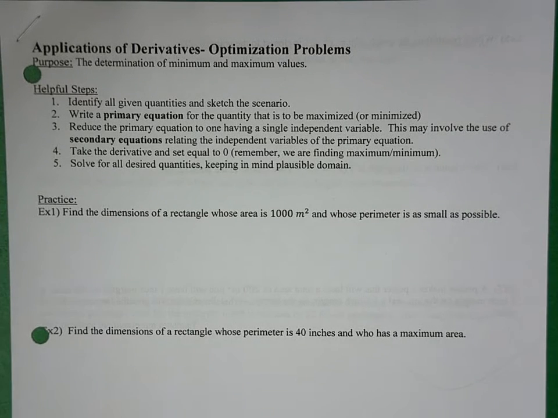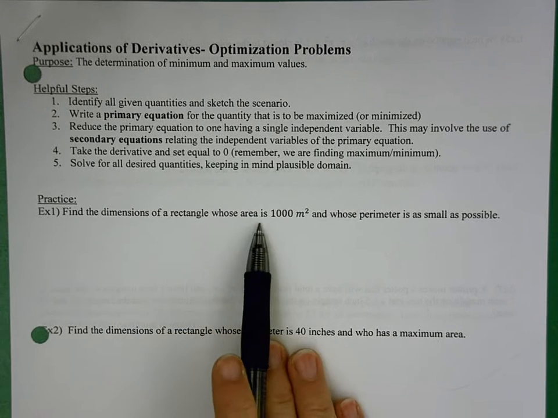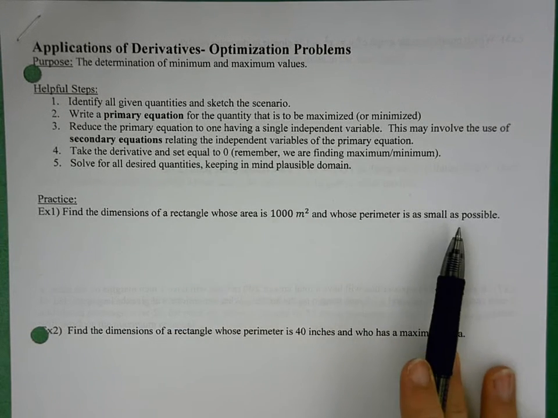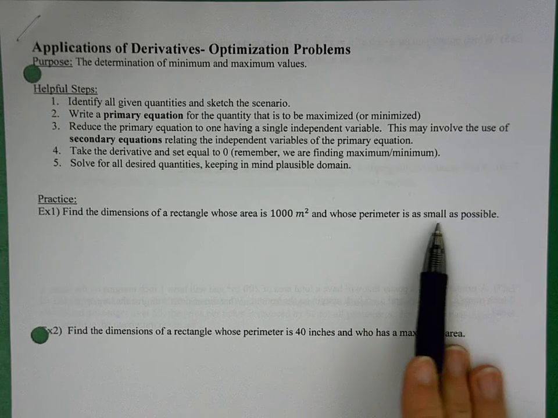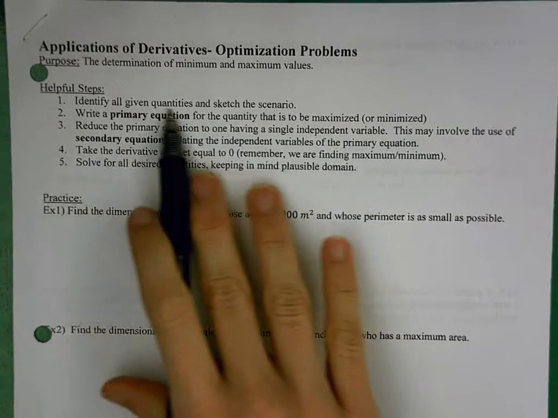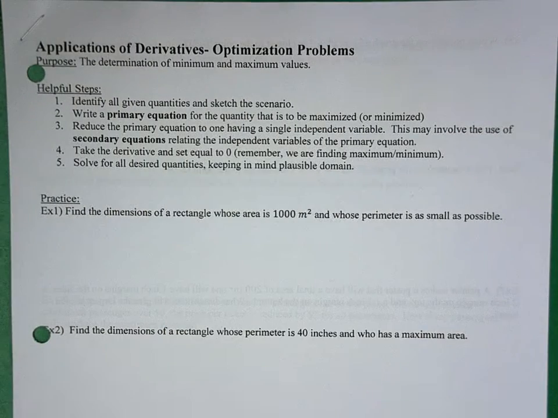Okay? So here we go. Example 1, we are finding the dimensions of a rectangle whose area is 1,000 meters squared and whose perimeter is as small as possible. That's my maximize, minimize phrase right there, as small as possible. In this context, we're looking to minimize. Okay, so step 1, we're going to identify all of our given quantities and sketch our scenario.